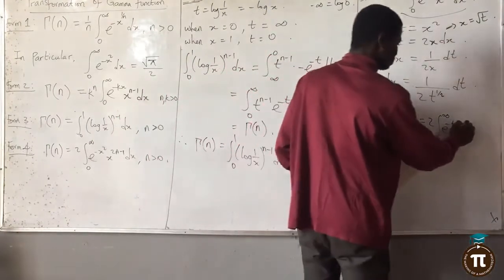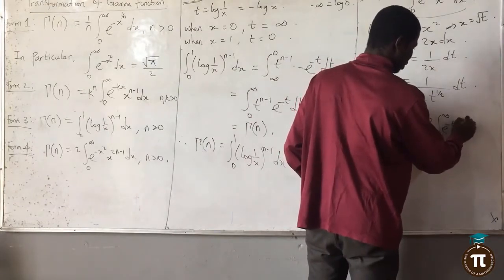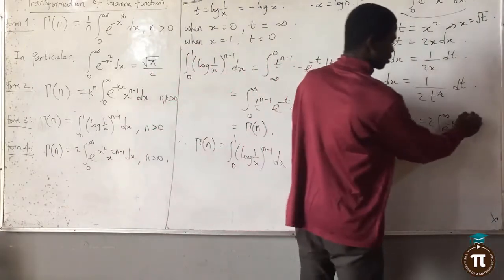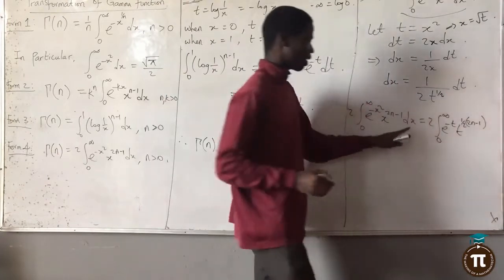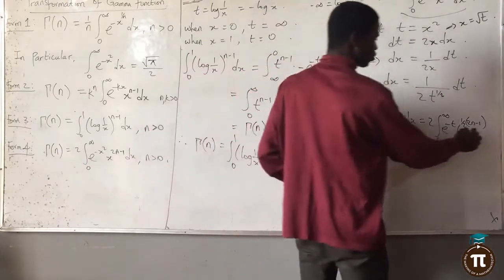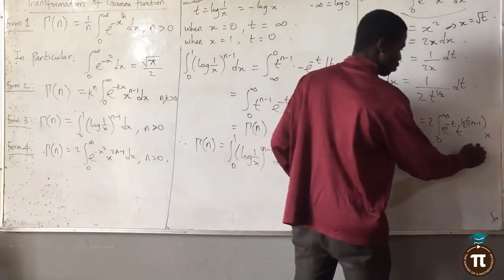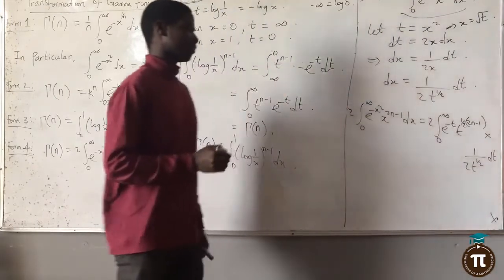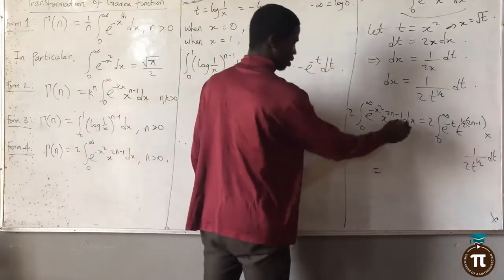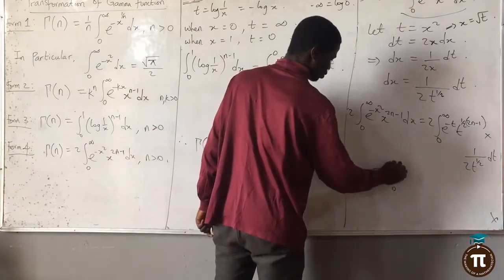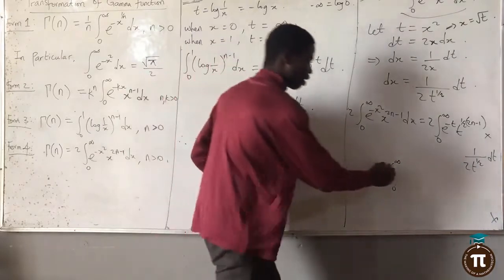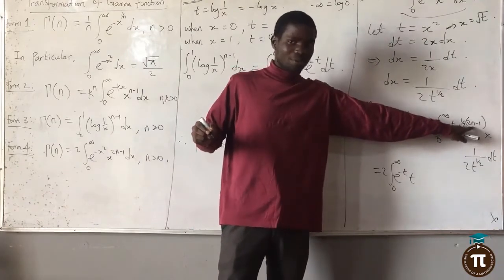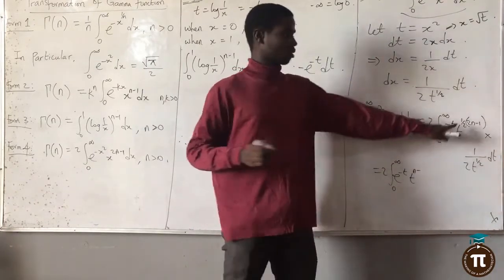So I have t raised to the power of 1 over 2. Then this 2n minus 1 is still there. I will put it 2n minus 1. ds will be multiplied by, I'm going to write it below, 1 over 2 t raised to the power of 1 over 2 dt. So this is what I'm going to obtain. I will have 2 integral from 0 to infinity e raised to the power of minus t, t raised to the power of 1 over 2 times 2n will give me n, minus 1 over 2.